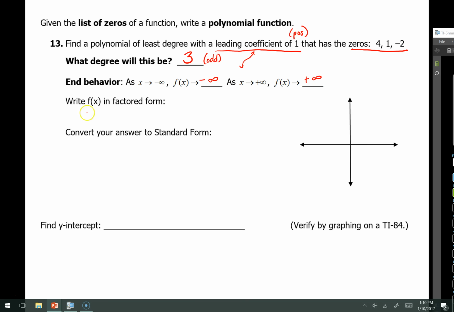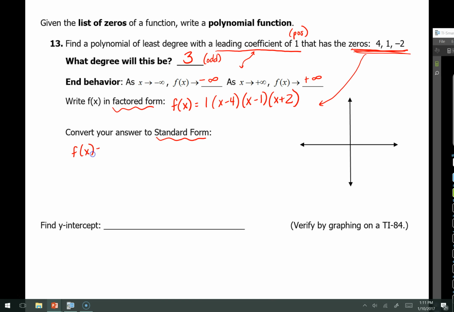The first thing we're going to do is take our zeros now and write them in factored form along with the leading coefficient. So let's write a polynomial function. Our leading coefficient is 1, and then if I turn each of these zeros into factors, that's going to be x minus 4 times x minus 1 times x plus 2. Okay, so I've written everything as factors, and now the directions are asking me to convert to standard form. So I'm going to use polynomial operations here and do a bunch of distributing because I have 3 factors that I need to multiply together.